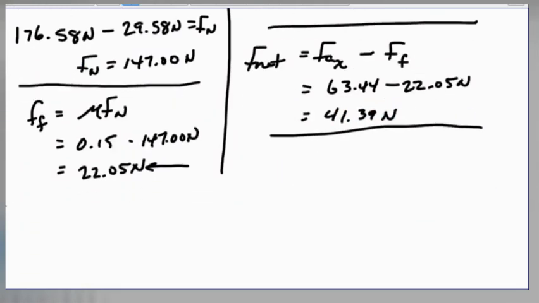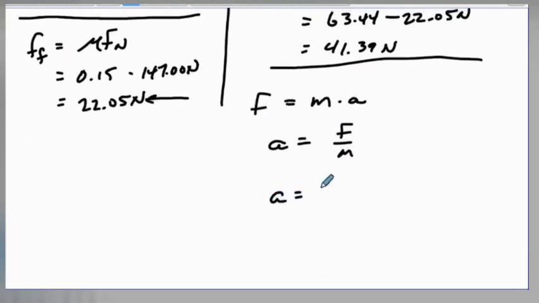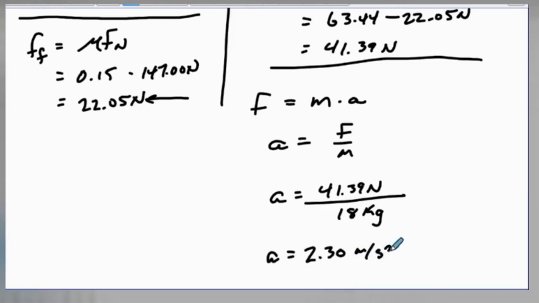Once I have my F net, we know that our F net is equivalent to the mass times the acceleration. So if we want to know the acceleration, we rearrange, and we see that our acceleration is 41.39 newtons divided by the 18 kilograms that we started with, and we have an acceleration of 2.30 meters per second squared in the positive direction.